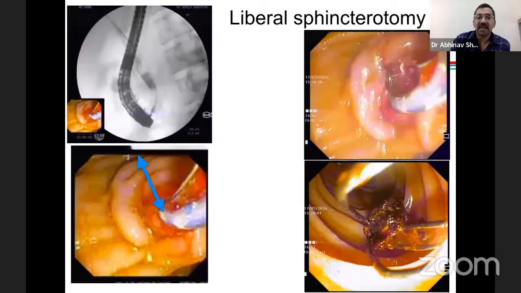Now, liberal sphincterotomy to enlarge the opening of the CBD. The problem is this is limited by the safe portion of the papilla, meaning how much portion of the papilla is there in the intraduodenal wall. So if we are lucky, if we get a large intraduodenal portion like in this case, we can remove a bigger stone simply with liberal sphincterotomy, but we have to be cautious. Sometimes this may lead to perforation. So careful assessment of the papilla is a must.